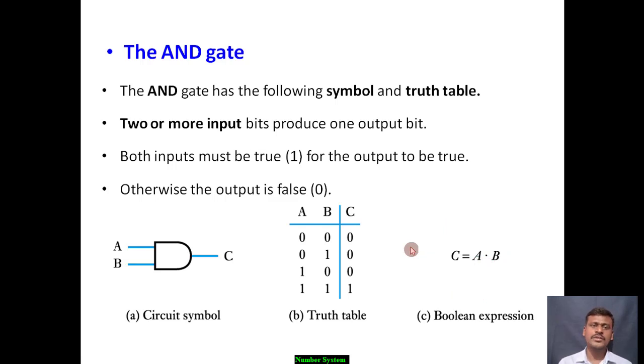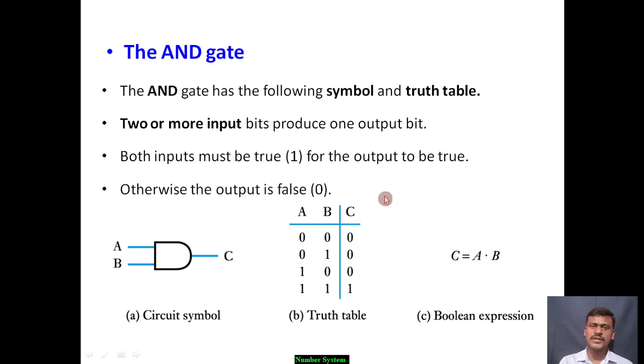Now we will see how the AND gate will work. I have taken two inputs here, but you can take two or more input bits to produce one output bit. That means I have taken two inputs and it will produce only one output, and you can also take more inputs to produce only one output bit. So how do these inputs work? We will see that using the truth table. Both the inputs must be 1 for the output to be true, otherwise the output is false.